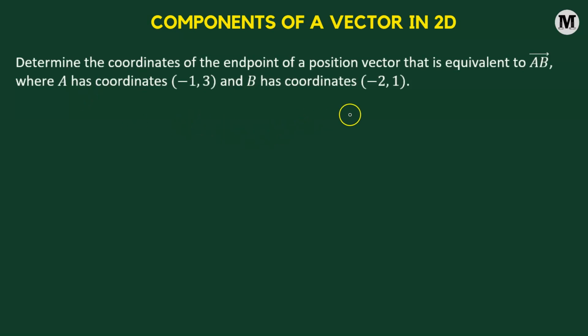Determine the coordinates of the endpoint of a position vector that is equivalent to the vector AB, where A has the coordinates -1, 3 and B has coordinates -2, 1. Okay, let's try to understand the problem first.